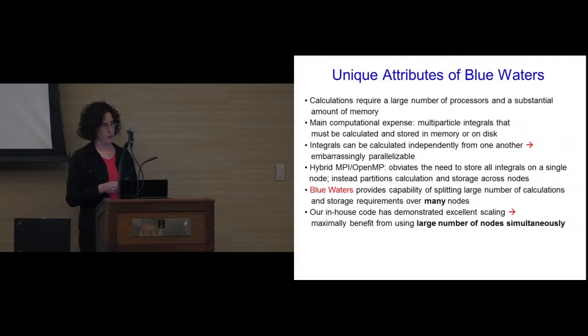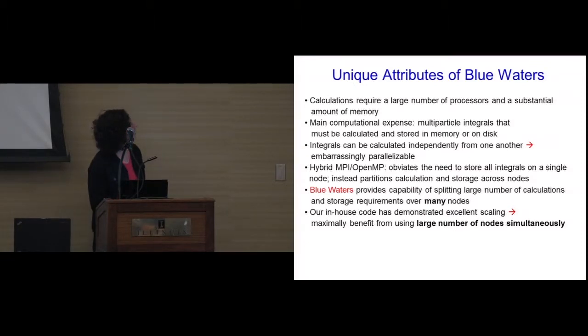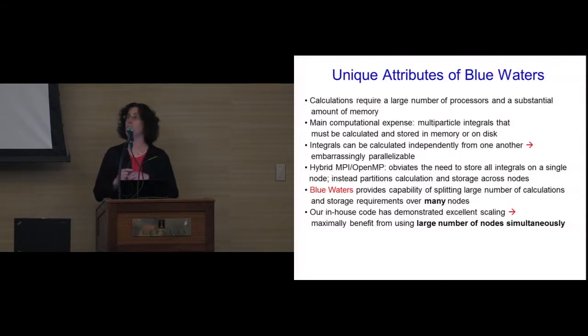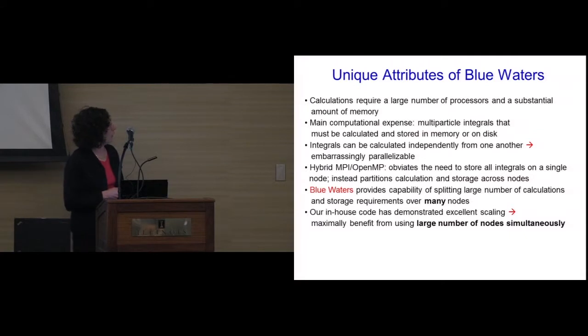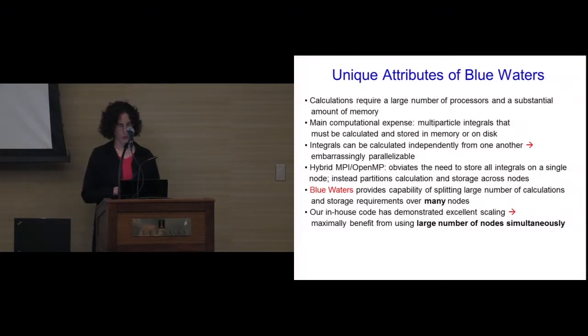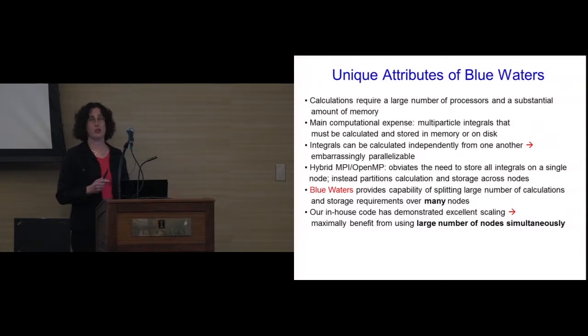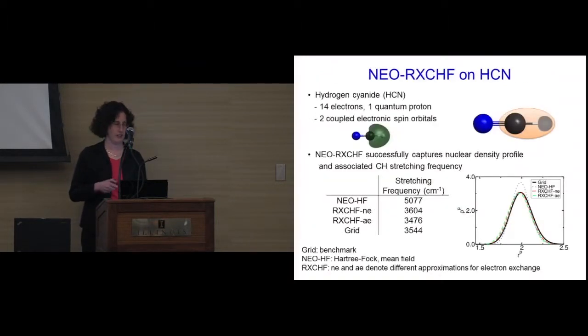We can use a hybrid MPI and OpenMP. This reduces the need to store all the integrals on a single node, and instead we can partition the calculation and the storage over many nodes. And Blue Waters allows us to use many nodes simultaneously. So that's the big advantage there, that we can split both the calculation and the storage over many nodes. So our in-house code has demonstrated excellent scaling. It's because, as I said, everything can be done independently. So we get the maximum benefit from being able to use this large number of nodes simultaneously.